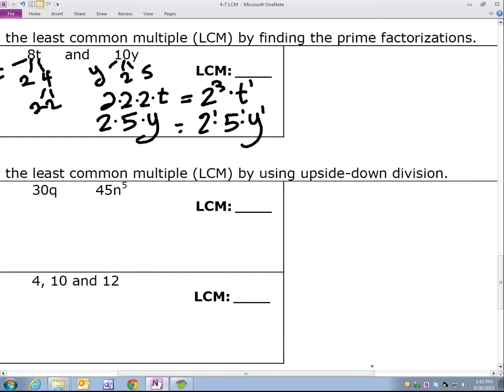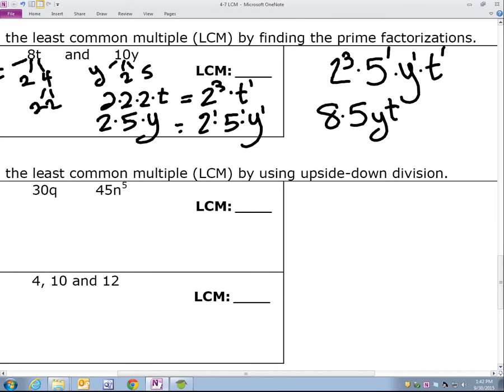Did I put too many 2's in there? Oh, there it is. Got it. So I do 2 cubed times 5 to the first times y to the first times t to the first. So that's 8 times 5, 40yt, or 40ty. Usually it's in alphabetical order.